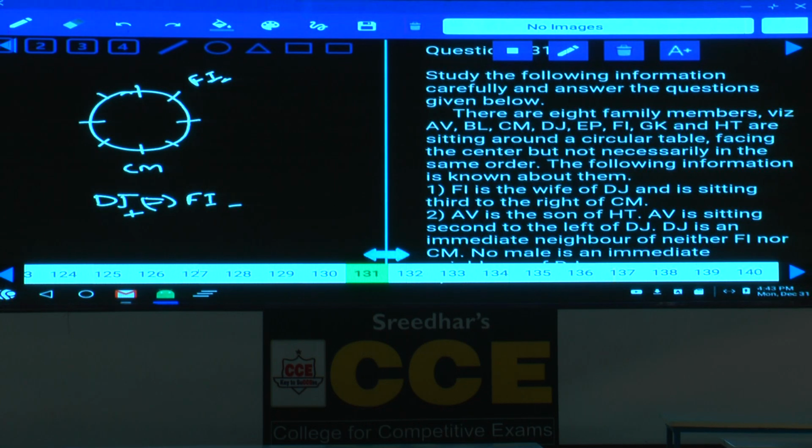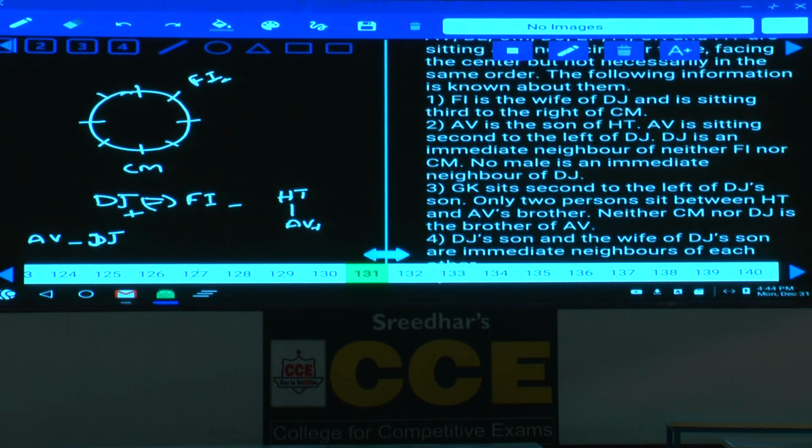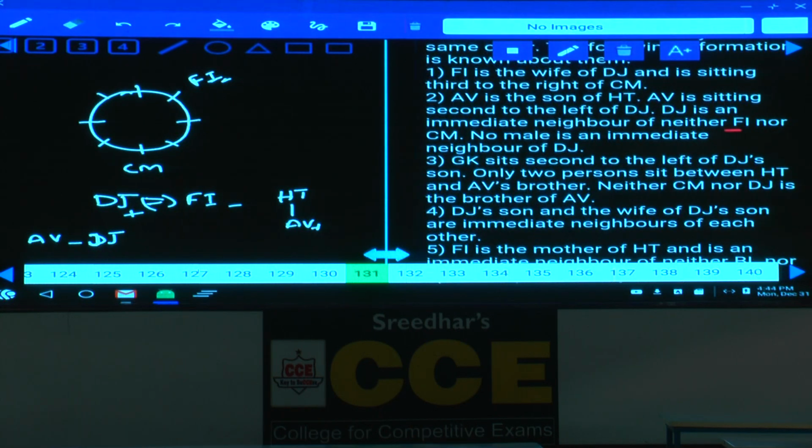AV is the son of HT. Now this HT is having a son. Who is that son here? AV. AV is the son of HT, and AV is seated second to the left of DJ. Second to the left of DJ. DJ is an immediate neighbor of neither FI nor CM.